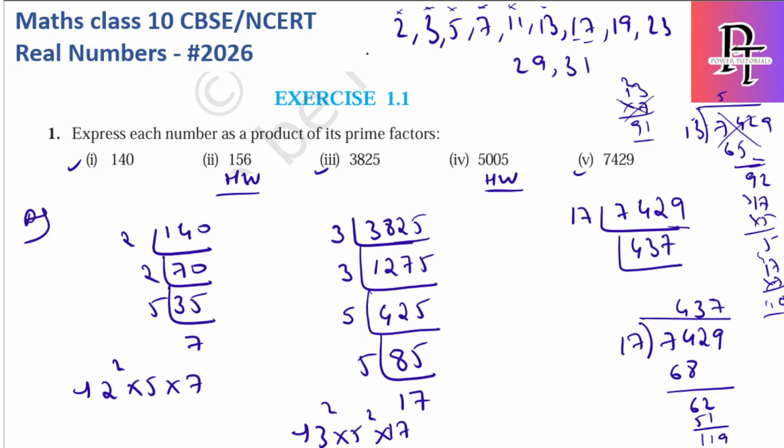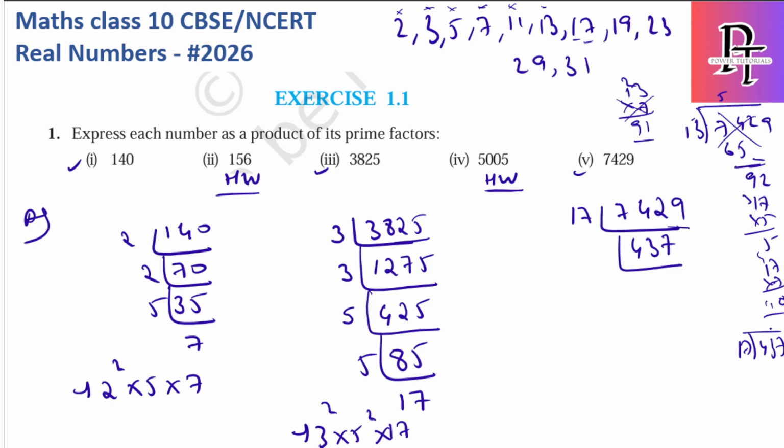Okay, let's check for 437. Is 437 in the 17 table or not? Let's see. 17 ones are 17, 17 twos are 34, then I have 97. Okay, 97 not possible. So 17 is not divisible.